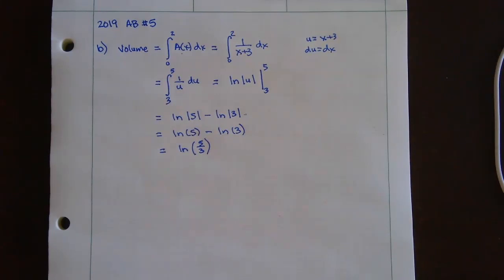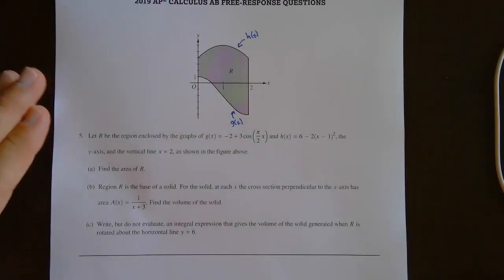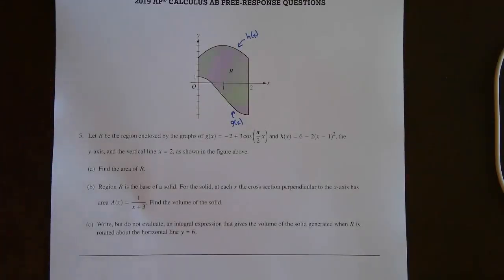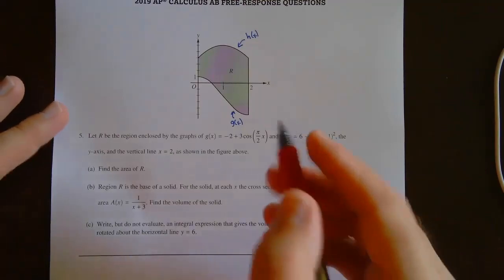Okay, so now let's go to part C on our paper. For part C, they're asking you to write, but do not evaluate. So they don't take the time to evaluate this. They're trying to save you time. An integral expression that gives the volume of the solid generated when R is rotated about the horizontal line y equals 6. So y equals 6.